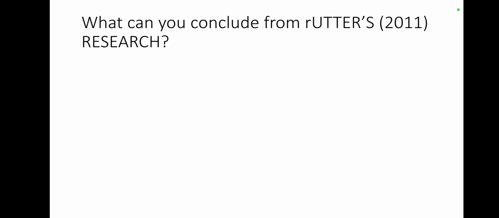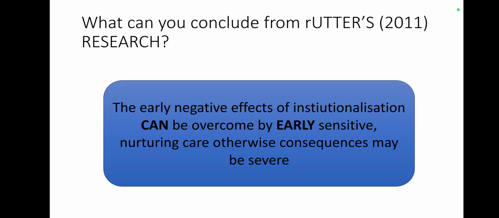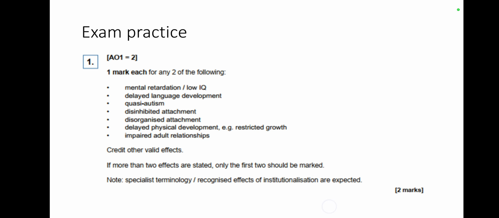And then lastly, what can we conclude from Rutter's research? Can you think of anything to say here? Okay, so this was the additional point that I gave you, that the early effects of institutionalisation can be overcome with early sensitive, good parental care. And as long as the intervention is early enough, those children will recover.